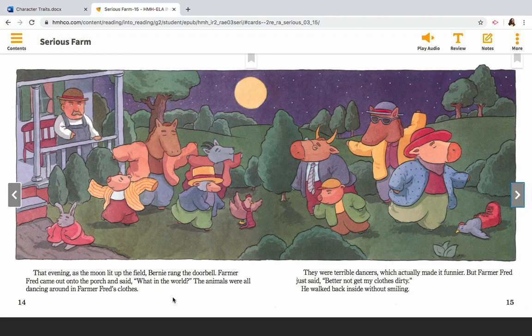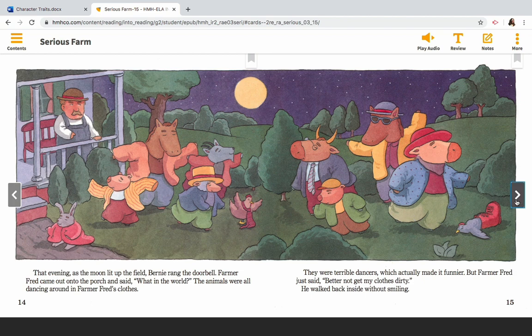That evening, as the moon lit up the field, Bernie rang the doorbell. Farmer Fred came out onto the porch and said, "What in the world?" The animals were all dancing around in Farmer Fred's clothes. They were terrible dancers, which actually made it funnier. But Farmer Fred just said, "Better not get my clothes dirty." He walked back inside without smiling.